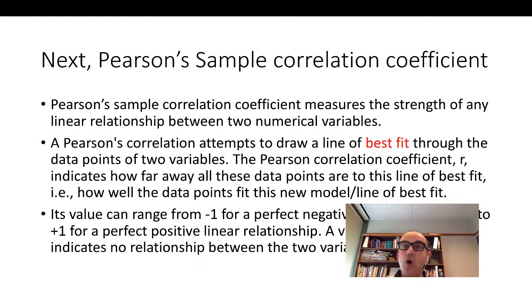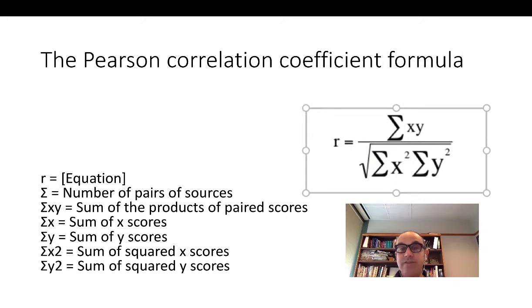Another type of correlation coefficient is Pearson's sample, and it measures the strength of any linear relationship between two numerical values. So it draws a line of best fit through the data points. In this case, the value runs from -1 for a perfect negative linear relationship to +1 for a positive linear relationship. A value of 0 indicates no relationship between the two variables.